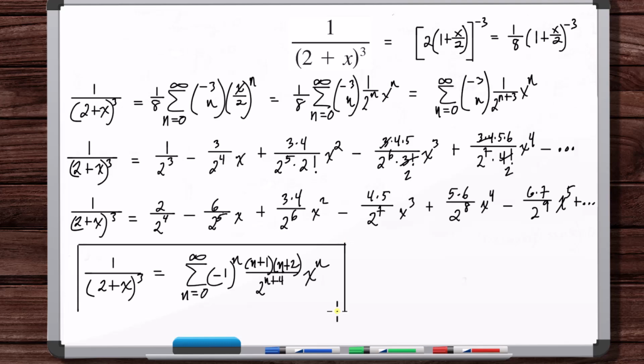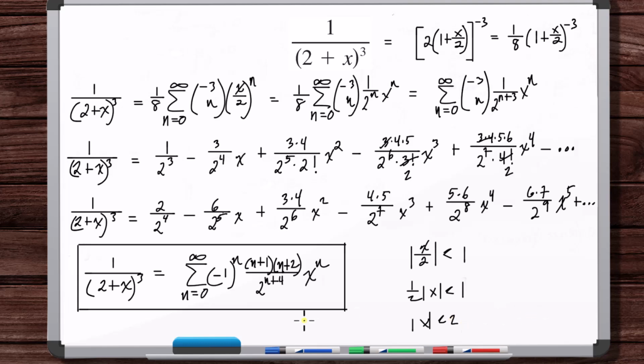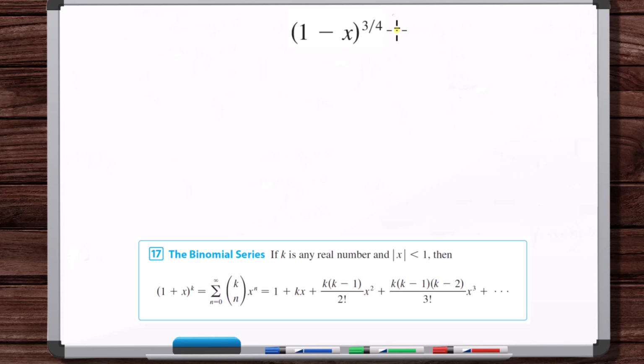Now the radius of convergence, we replaced x with x over 2. So when is the absolute value of x over 2 less than 1? Take out the 1/2. Multiply both sides by 2. So r is equal to 2. Okay, so here we've got 1 plus minus x to the 3/4. So we have the binomial series with k equal to 3/4 and x equal to minus x.